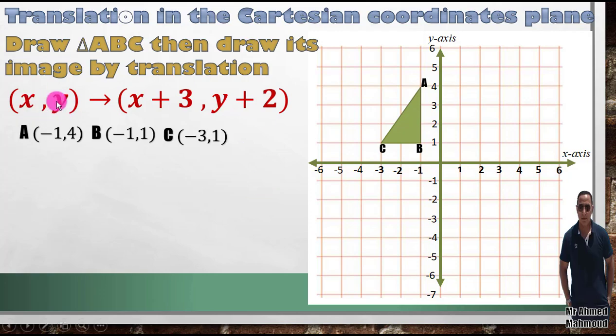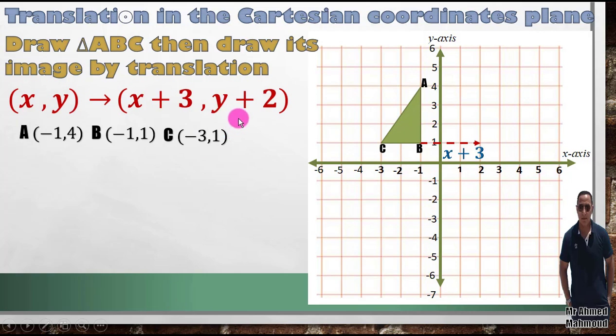Here (x, y) changes to be (x + 3, y + 2). That means I translate x from x to x + 3 and translate y from y to y + 2. That means I translate every x 3 units parallel to the x-axis, and plus 3 means the positive direction of the x-axis. So I'm going to move or push the triangle 3 units to the right like this. This is x + 3: 1, 2, 3 units.